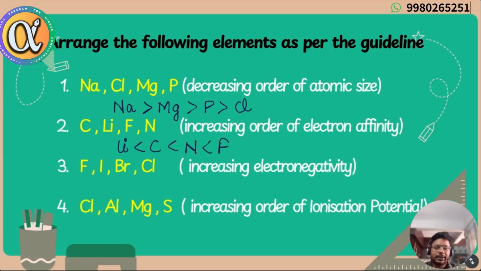So again, left to right, basically. Increasing electronegativity. Fluorine, iodine, bromine, and chlorine. All these are members of group 17, the halogen family. So down the group size increases, so electronegativity would decrease. Electronegativity maximum would be fluorine, the smallest. Then chlorine, bromine, and then iodine.